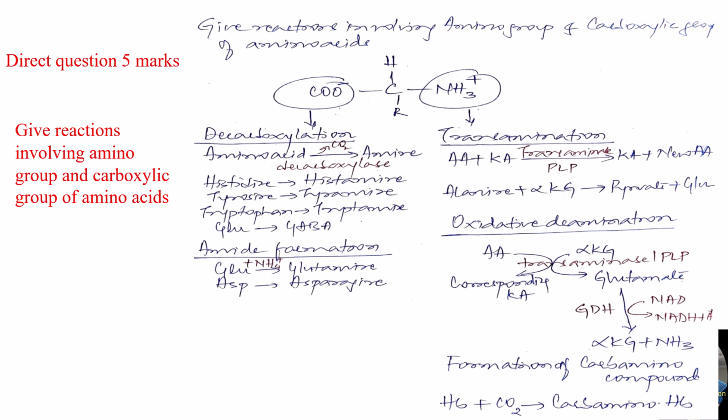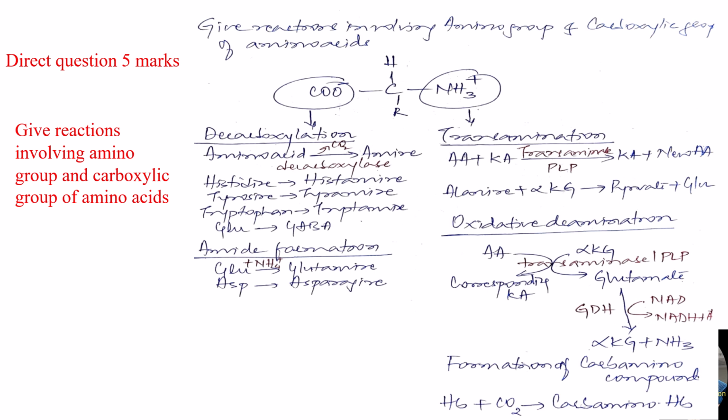Now the other direct question is give reactions involving amino group and the carboxyl group of amino acid. Now you can write the general structure of the amino acid like C with H and R, the amino group and the carboxyl group. So reactions due to carboxyl group are mainly of two types, decarboxylation and amide formation. So when an amino acid undergoes decarboxylation, it forms its respective amine. Examples include histidine forms histamine, tyrosine forms tyramine, tryptophan forms tryptamine, and glutamate forms GABA. Amide formation is glutamate combines with amino group and forms glutamine. Similarly, aspartate combines with amino group and forms asparagine.